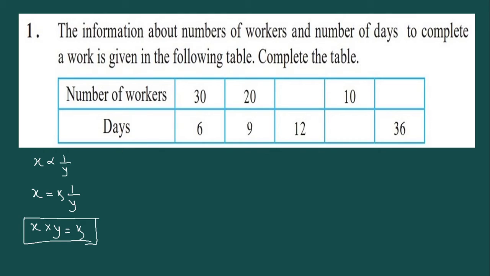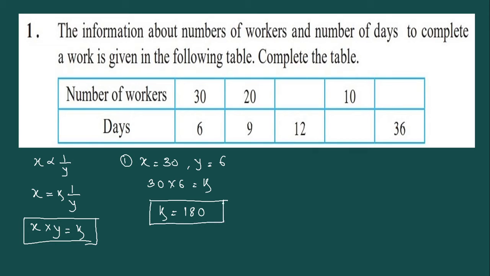Now what next we will be doing? We will find the value of k. When number of workers is what? When x is 30, y is 6. Insert the value in this. What we will get? 30 into 6 is equals to k. So what will be the value of k? It will be 180. So we got the value of k as 180. So what this equation will turn out? X into y will be equals to 180.